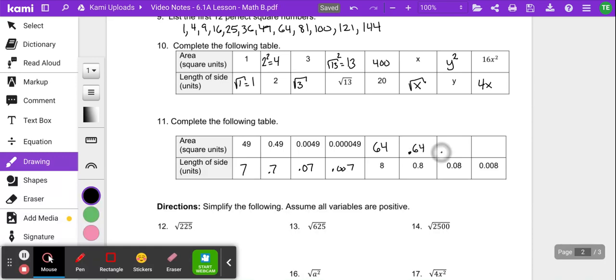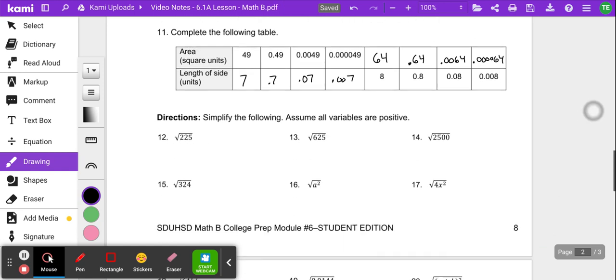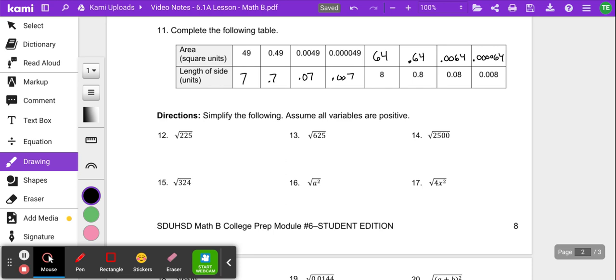Here I have to get 0.0064. This is 1, 2, 3, 4, 5, 6 decimal spots, so this is going to be 3 decimals up here. Okay, so these are perfect squares. If I know my perfect squares, then it would be fast.